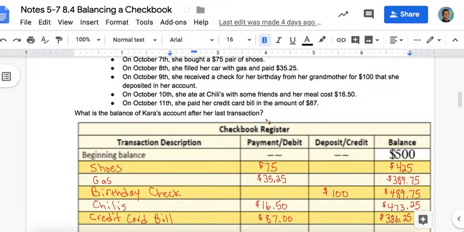So what is her balance after the last transaction? We're going to write $386.25. Okay, go ahead and turn the page.